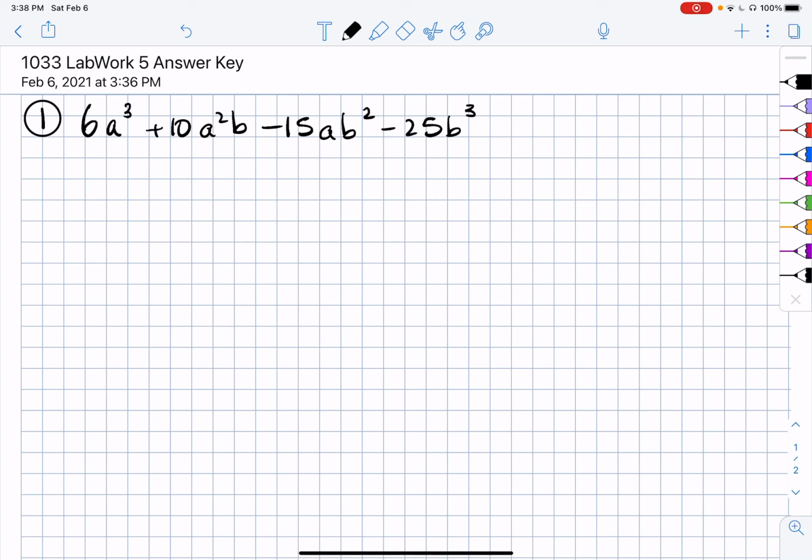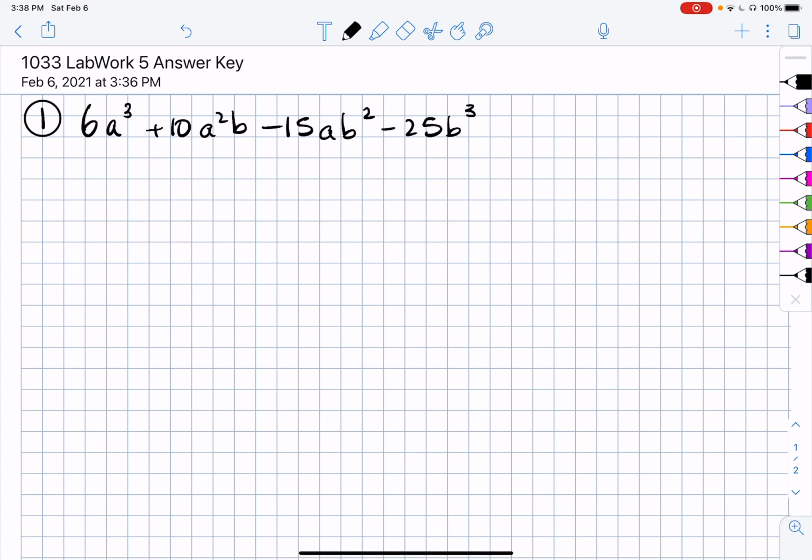Now, since the third term is a negative, I want to pull out a negative on that second group. I will put a negative, and my GCF is going to be a 5b squared. So therefore, I'm going to have a 3a plus 5b. Right? So now the question is, what do I have in common? What I have in common is that 3a plus 5b. And what do I have left? I have the 2a squared minus 5b squared.